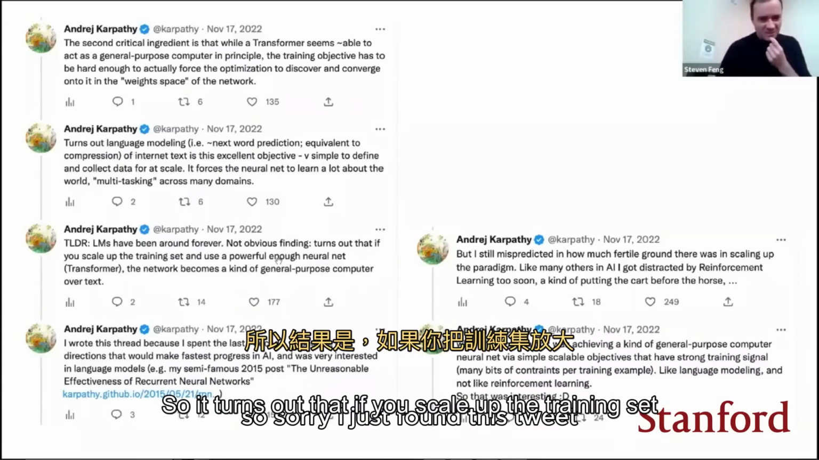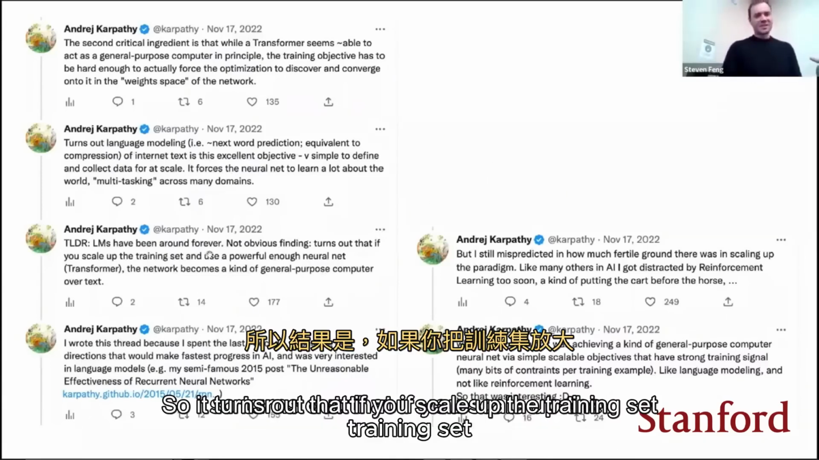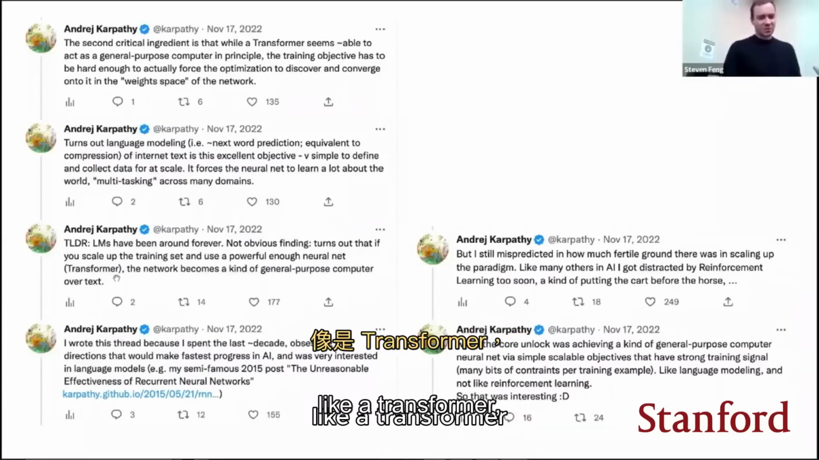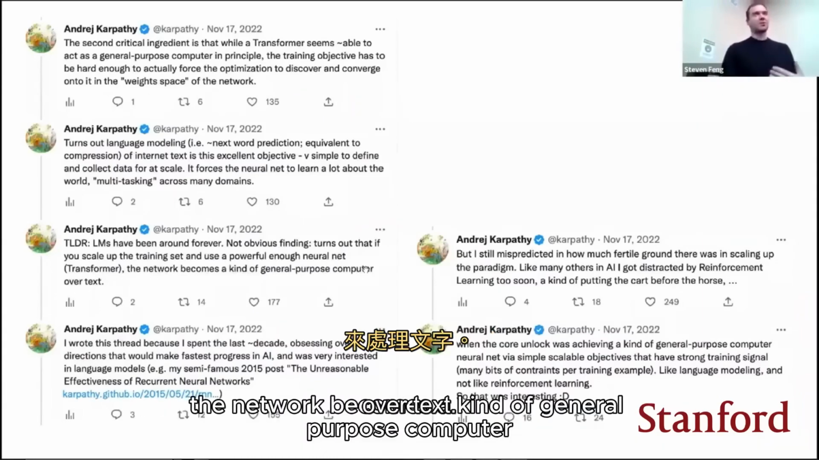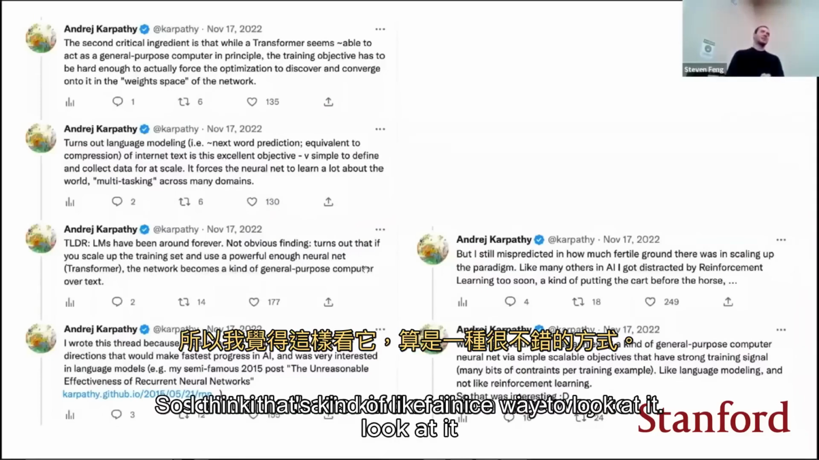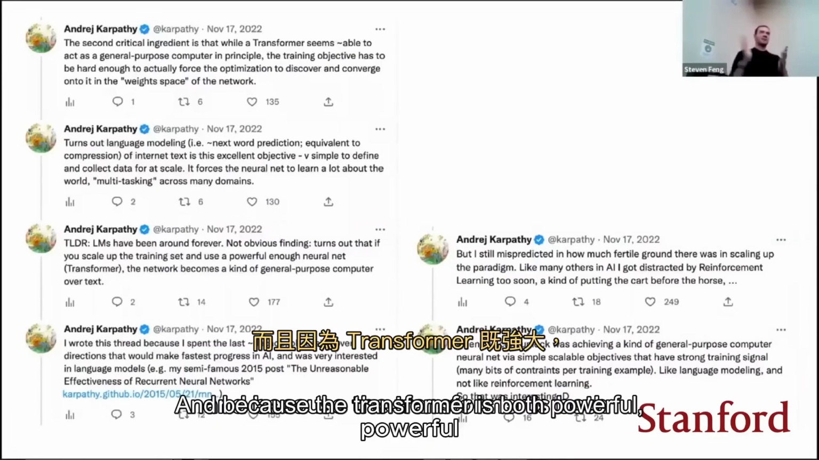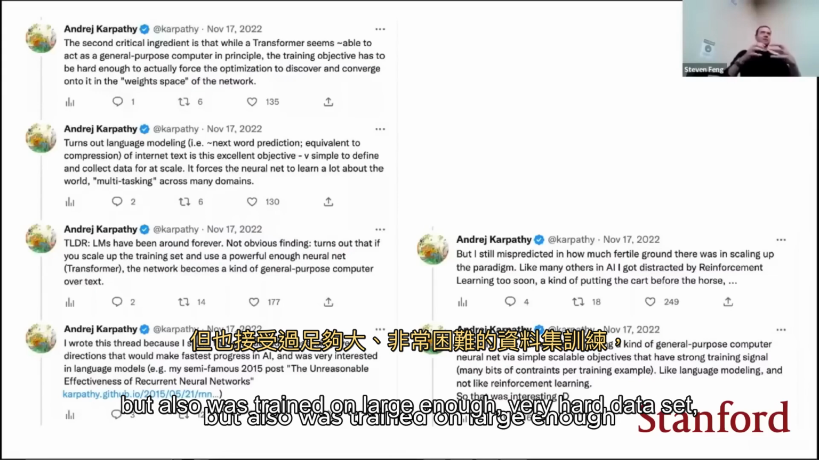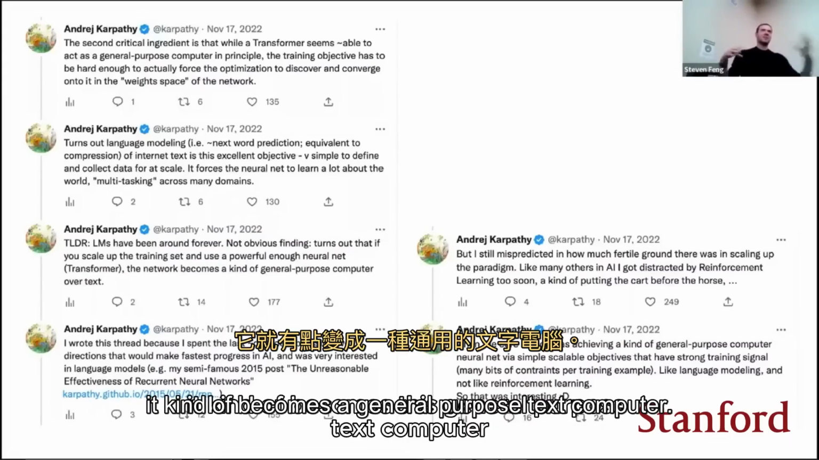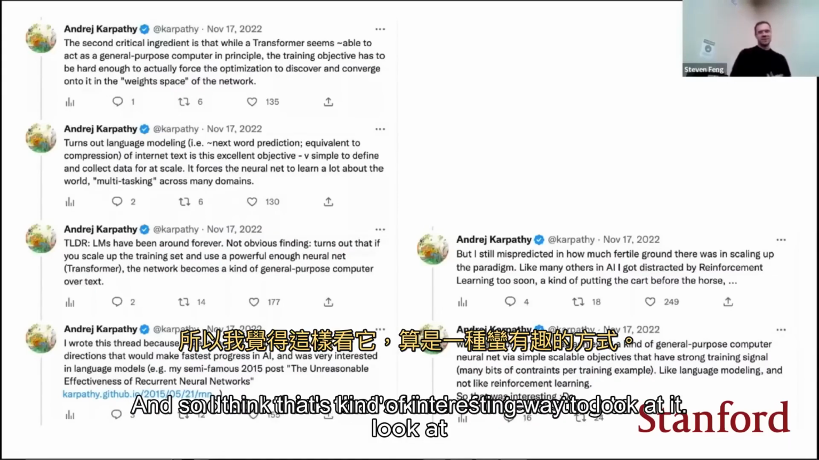Sorry, I just found this tweet. It turns out that if you scale up the training set and use a powerful enough neural net like a transformer, the network becomes a kind of general purpose computer over text. I think that's a nice way to look at it. Instead of performing a single fixed sequence, you can design the sequence in the prompt. Because the transformer is both powerful and was trained on a large enough, very hard dataset, it becomes this general purpose text computer. I think that's an interesting way to look at it.